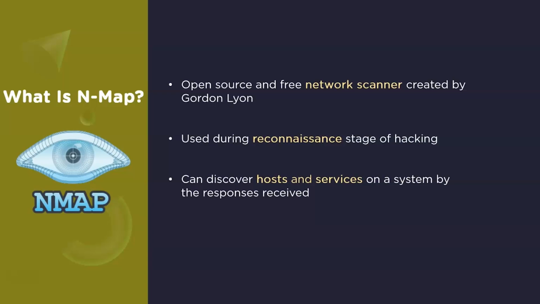Nmap uses IP packets in novel ways to determine what hosts are available on the network, what services these hosts are offering, what operating systems they are running, what type of packet filters or firewalls are in use, and dozens of other characteristics. It was designed to rapidly scan large networks, but works fine against a single host as well. The rise of IoT, in particular, now means that networks used by these companies have become more complex and therefore harder to secure. This means that Nmap is now used in many website monitoring tools to audit the traffic between web servers and IoT devices.